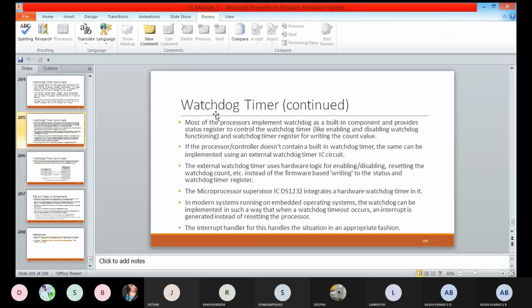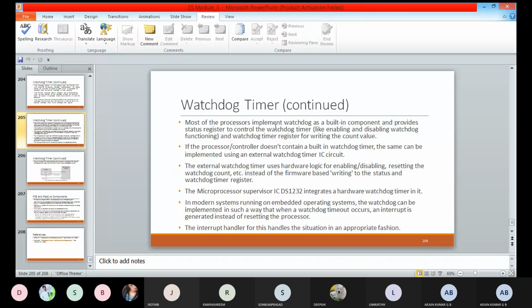Most processors implement the watchdog as a built-in component. Most of the advanced processors we get now have a watchdog timer built in, and it provides a status register to control the watchdog timer, like enabling or disabling, and a watchdog timer register for writing the count value.